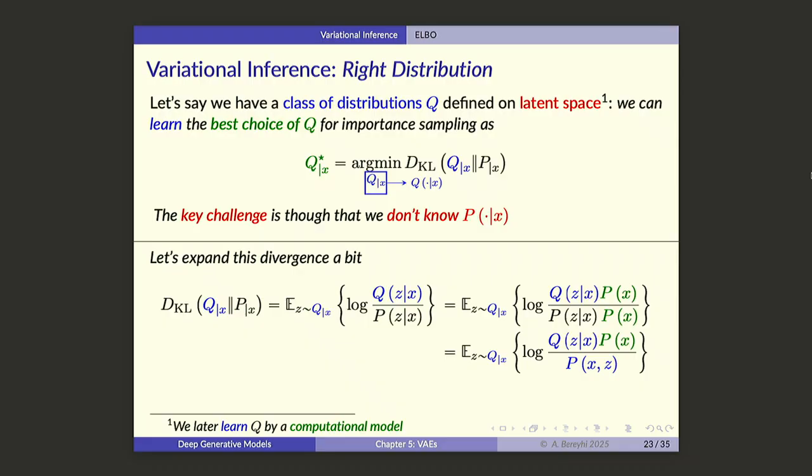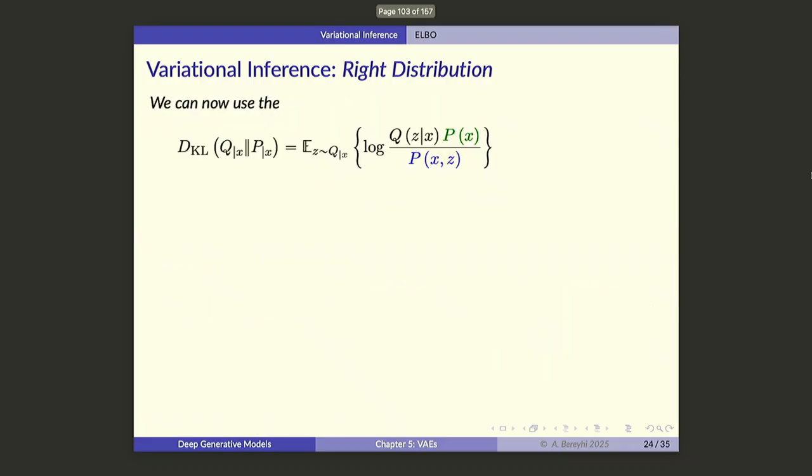What about P(x, z), the joint distribution? Do I have it? I have it. I have P(x|z), I have P(z), right? I multiply them, it's going to be P(x, z), right? So this is the KL divergence between Q and P. So this is exactly the expression we had in the previous slide.